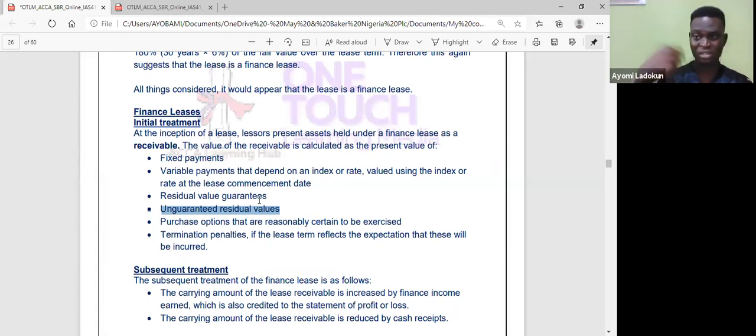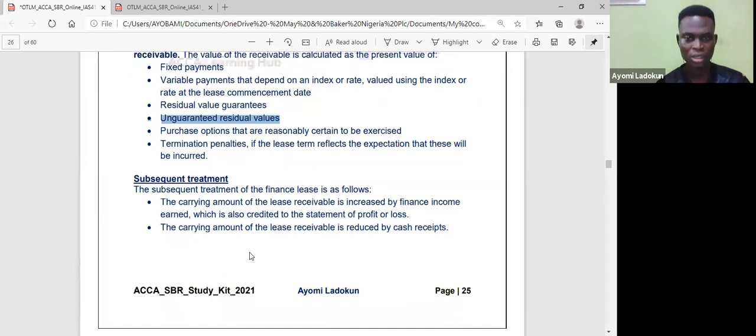So how much am I receiving? Receipts, okay? So the carrying amount of your receivable, that's lease receivable, will be increased by finance income earned. You know that will be finance income, that's the interest element. It will not be the finance income for you, okay? And the carrying amount will be reduced by cash received, receipt or received, however you want to use it.